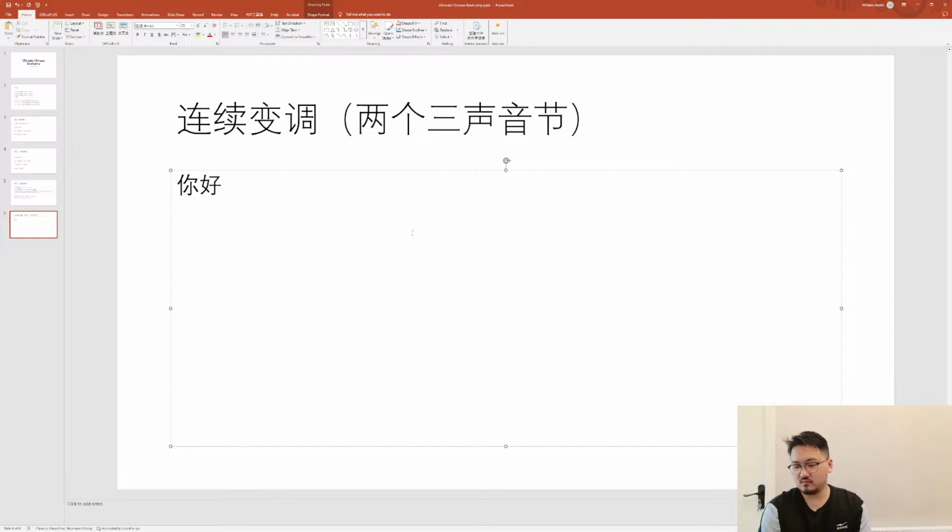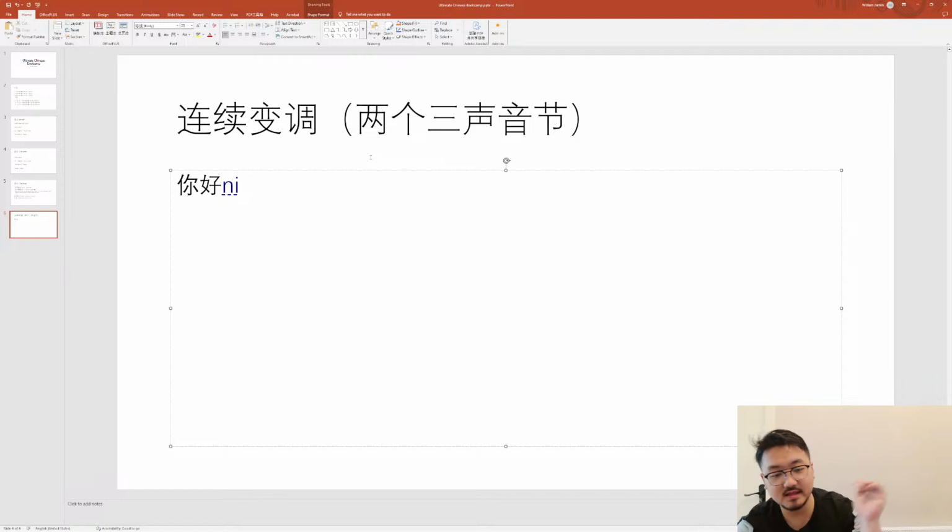If you actually listen to native Chinese speakers say that, it won't be like the textbook example of 你 and 好, because that's a third tone, okay? Everything is third tone. So if you have to write it down, you have to follow the official pronunciation rules.